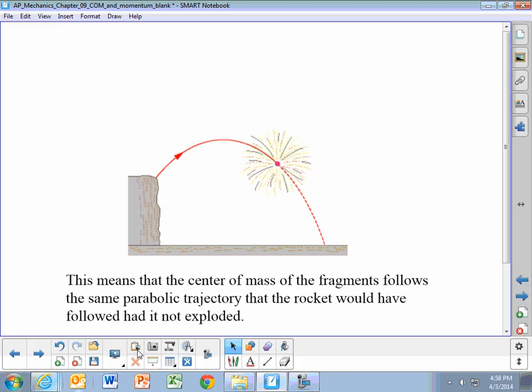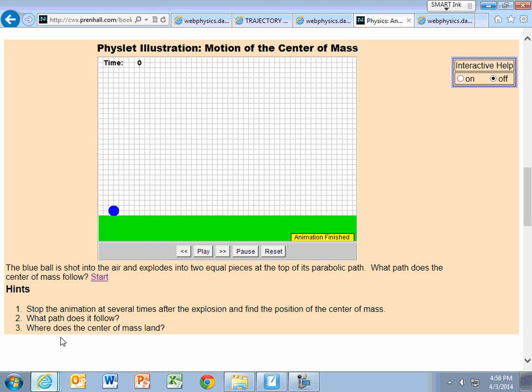And so to look at a slightly simpler model of this, we have this ball that's going to be shot into the air, and it's going to explode into two equal pieces at the top of its parabolic path. And so if we run this, we can see that it explodes, and one piece shoots farther to the right, and one piece shoots to the left. And at first, it might be a little bit difficult to see where the center of mass is.